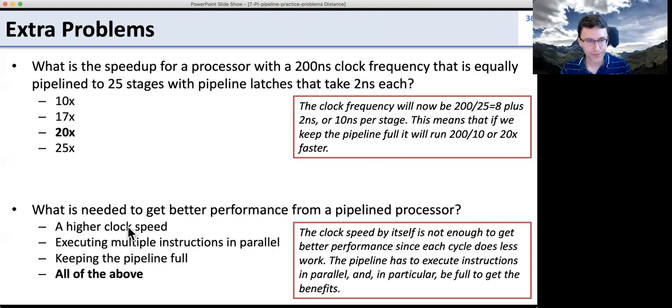Oops, sorry. So what's needed to get better performance from a pipelined processor? Well, higher clock speed. That's the benefit of making the instructions smaller by chopping them up. We have to execute multiple instructions in parallel. That's how we get actual performance, because we're doing less each time, and keeping the pipeline full. If we don't keep the pipeline full, we can't take advantage of those. So we need all of these things in order to get good performance.